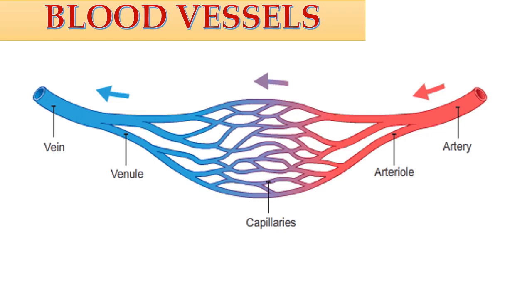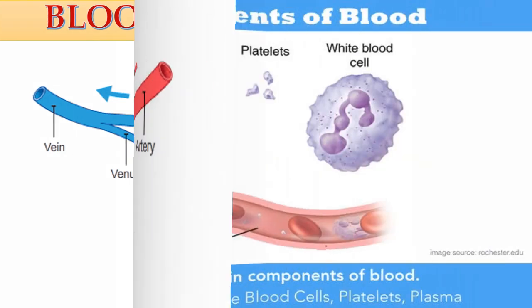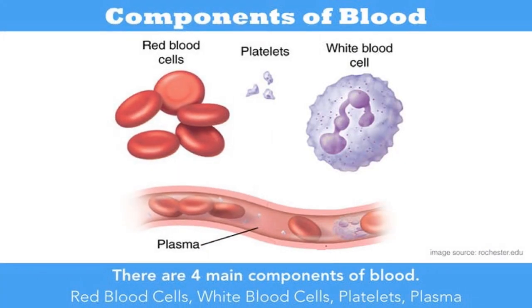Okay, so let's go to blood. Of course, inside our blood vessels, there is what you call blood. And inside our blood, there are different kinds of components. We have the red blood cells and the platelets. Okay, red blood cells, platelets, white blood cells, and plasma.